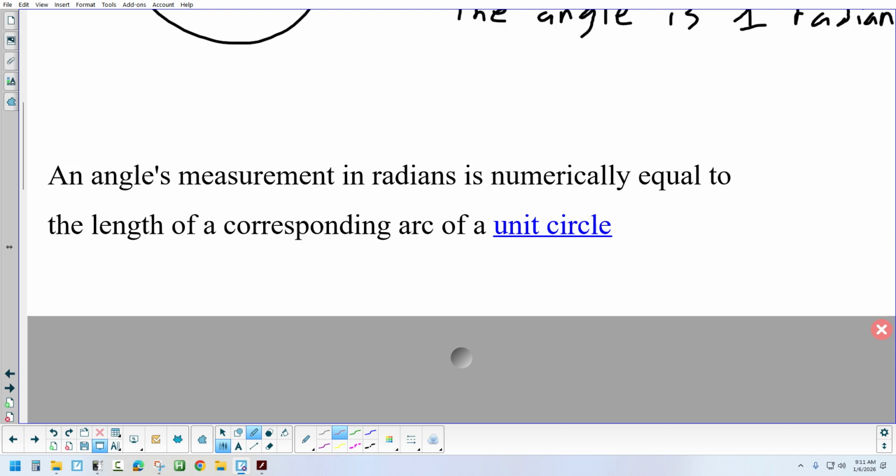I'm going to give you a very simple fact. If you measure an angle in radians, it will come out equal to the length of the arc, but only on a special kind of circle. And that special circle is a unit circle. A unit circle is just a circle that has a certain size to it. Anybody have a guess what size the radius is on a unit circle? What is it? 1. That's all it is.